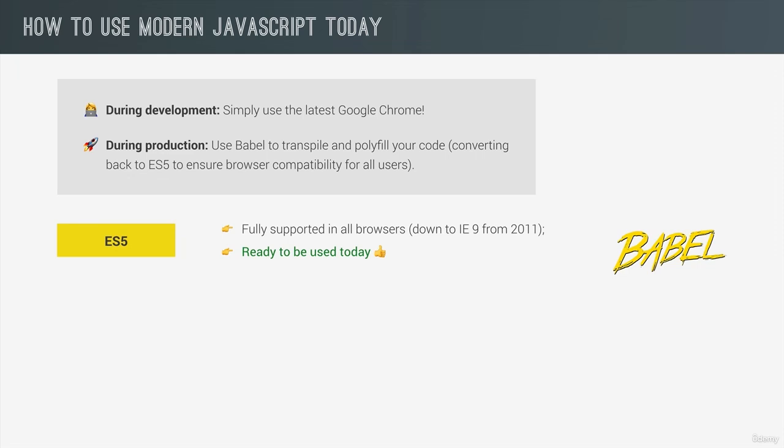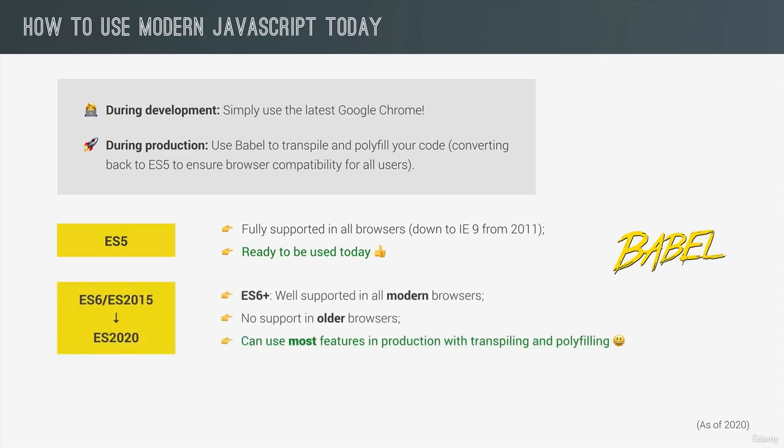Now about the newer releases ES6, ES7 and all the way to ES 2020, as of mid-2020, they are actually quite well supported already in all modern browsers. And we usually call all the current versions together ES6 Plus. So right now that's from ES6 to ES 2020, and basically all together they are the modern JavaScript.